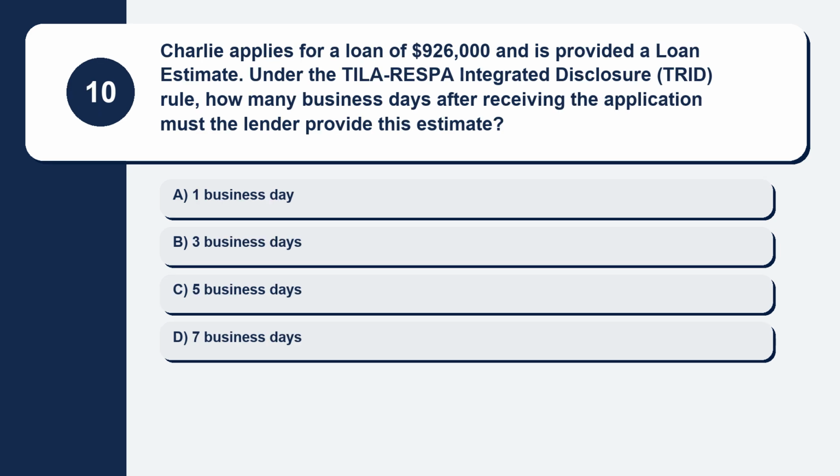Question 10. Charlie applies for a loan of $926,000 and is provided a loan estimate. Under the TILA-RESPA Integrated Disclosure (TRID) rule, how many business days after receiving the application must the lender provide this estimate? Here are your options.